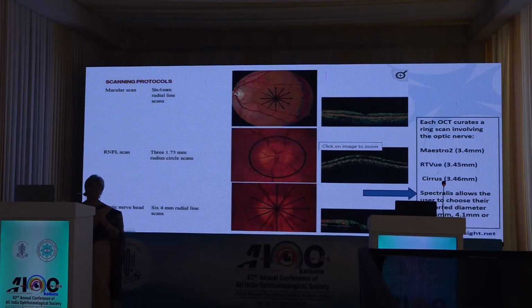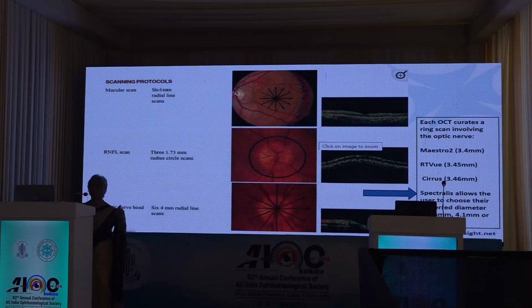So first of all, the scanning protocols you must know. You have to have a macular scan, in which you have 6 mm radial line scans. Then you have an RNFL scan. There are 1.73 millimeter radius circle scans. And you have an optic nerve head scan. Very, very important. Now, each OCT curates a ring scan of its own.